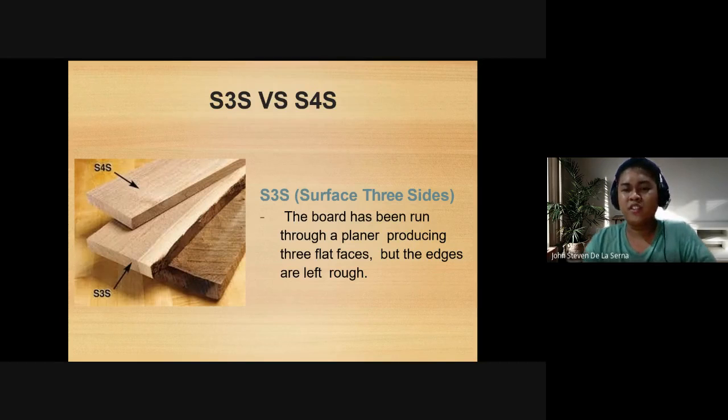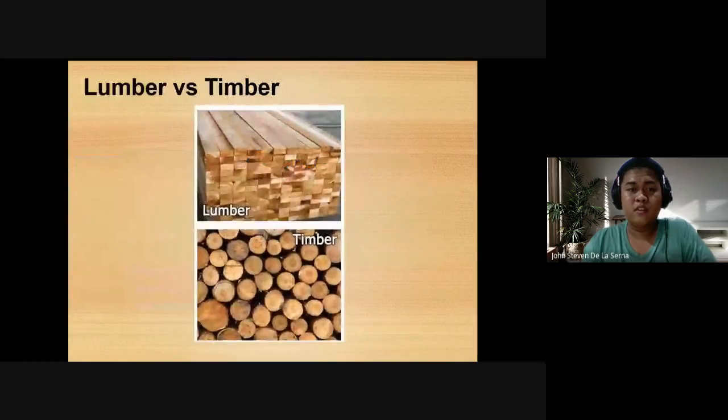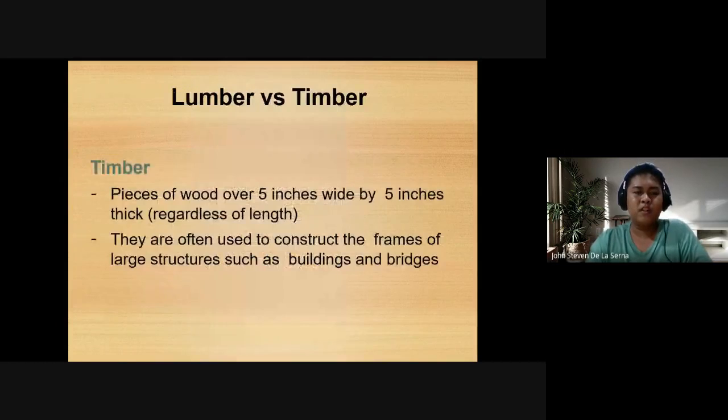S3S, surface three sides, are boards that have been run through a planer, producing three flat, smooth surfaces, while S4S is surfaced on four sides, a product of having four smooth surface sides. Next is lumber versus timber. Timber is basically wood that is over 5 inches wide and 5 inches thick regardless of the length. They're mostly used in construction of frames and large structures like buildings and bridges.